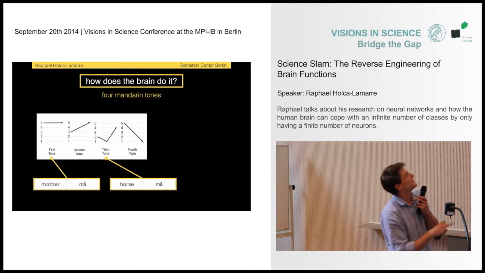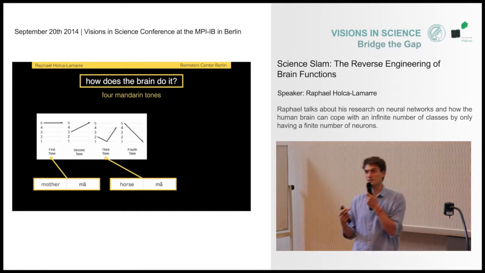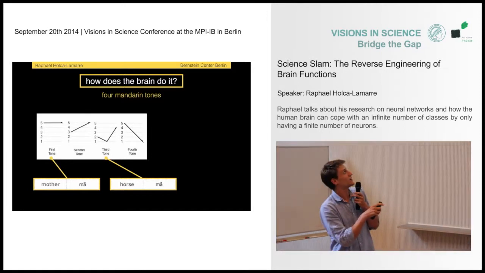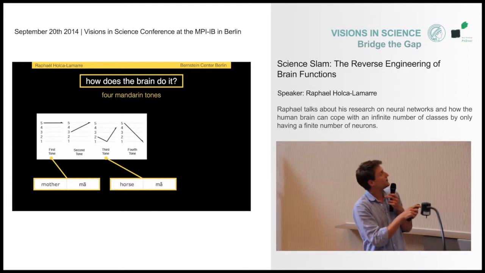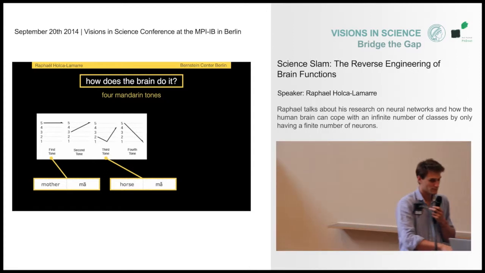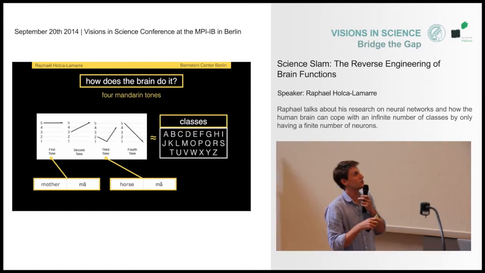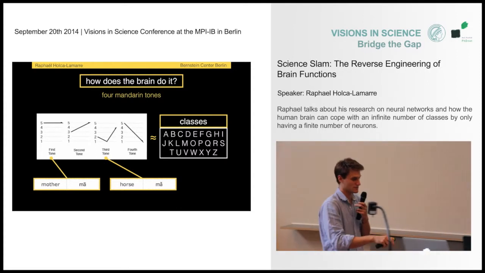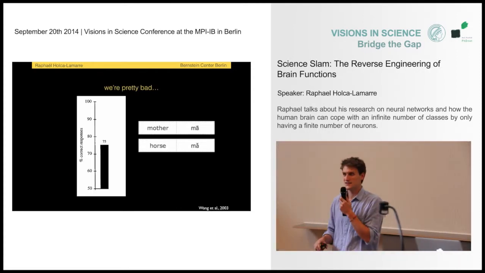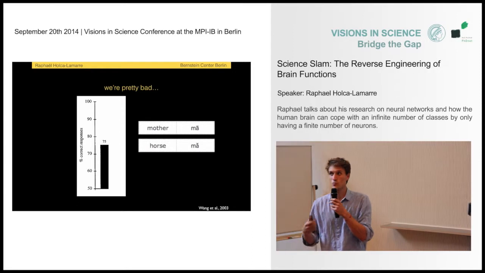And let me introduce this example of the 4 Mandarin tones. So Mandarin is a language that has these 4 tones, or 4 changes in pitch, and all these tones bear a meaning. And you should think of these tones as classes, right? Because Mandarin speakers have to distinguish between these tones, just as we have to distinguish between these classes or these letters. And it turns out that as non-Mandarin speakers, we're pretty bad at this task.